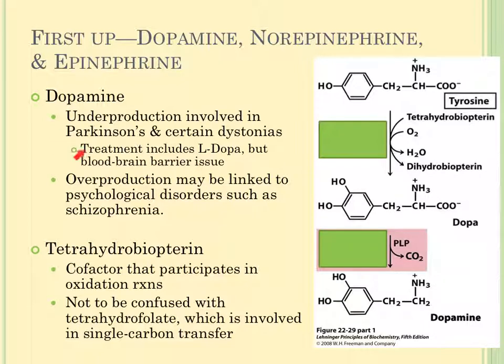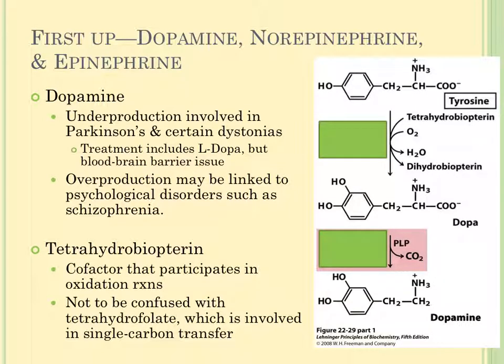So, as a side note, the treatment can often include L-DOPA, but there's a whole blood-brain barrier issue. If you know anyone who takes DOPA, they have to take really high concentrations of it just to get a small fraction to cross over. And there's a case called DOPA non-responsive. We can get into carbidopa versus levodopa later. And in overproduction, there have been lots of different neurological and psychological disorders associated with it.